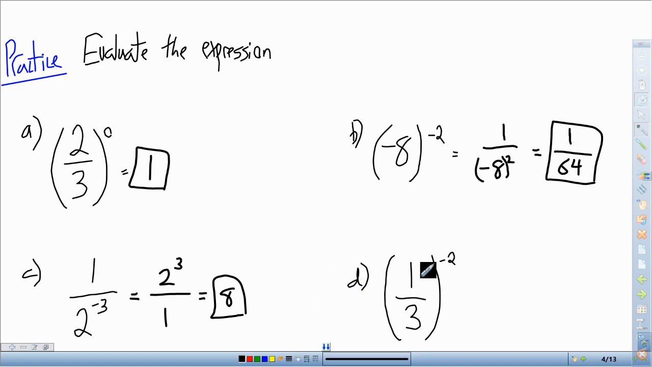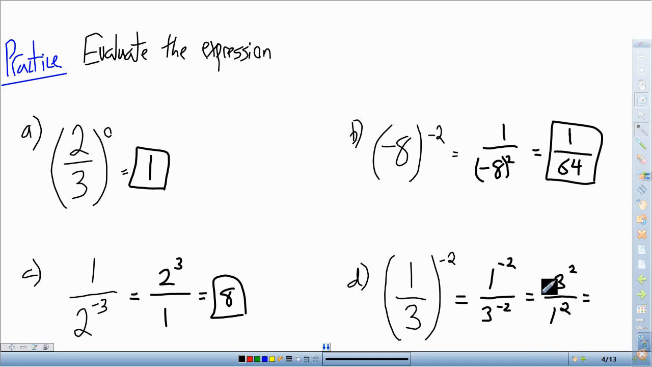All right, last one, D, we have this negative 2 that needs to be applied to everything in here. Before we worry about changing it to a positive, we need to apply it. So this 1 is given a power of 2, and this 3 is given a power of 2. Now we can get rid of those negative exponents. Let's start with the top here. I'm going to send this 1 to the power of negative 2 to the bottom, and now it is a positive 2. Send this 3 to the power of negative 2 to the top, and now it is a positive 2.